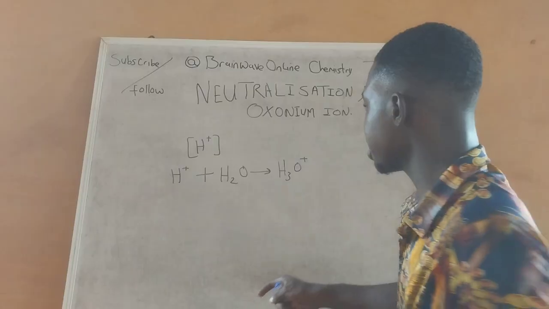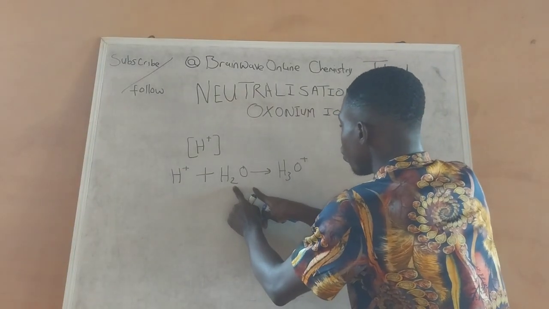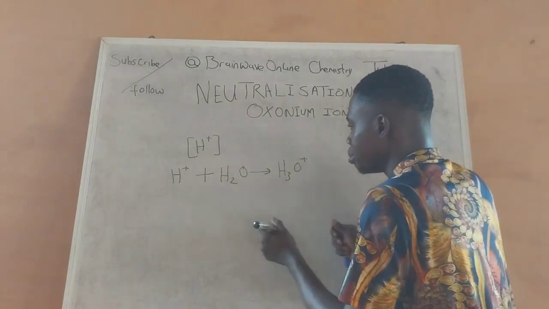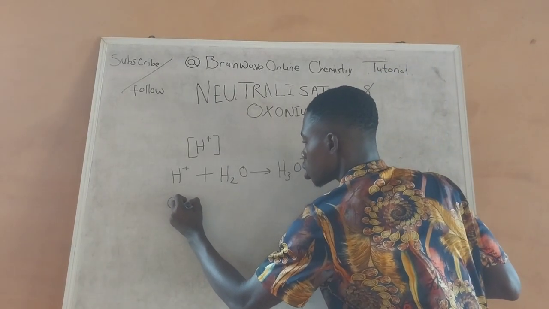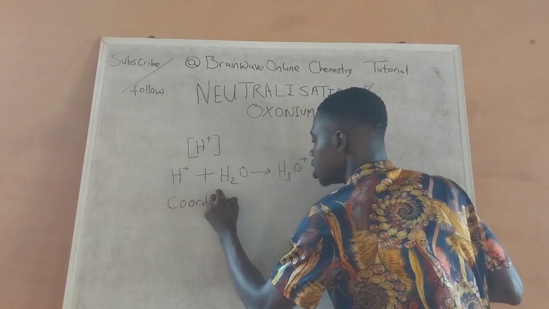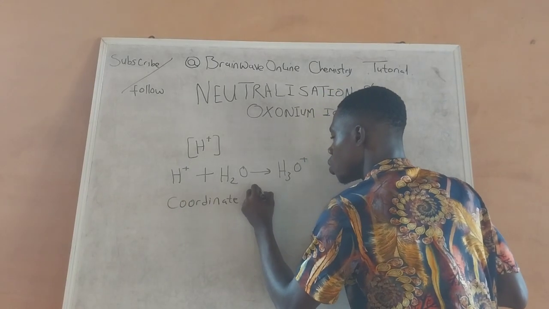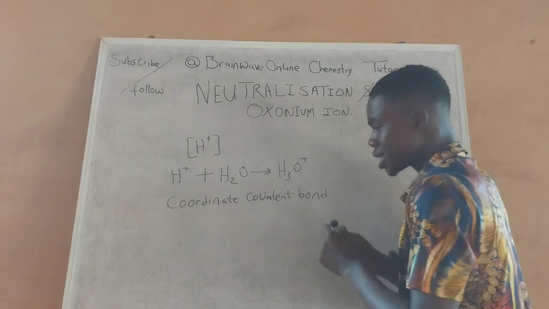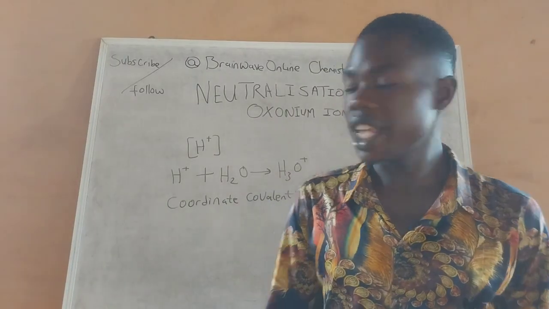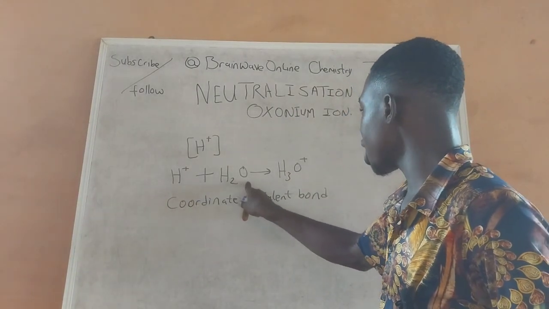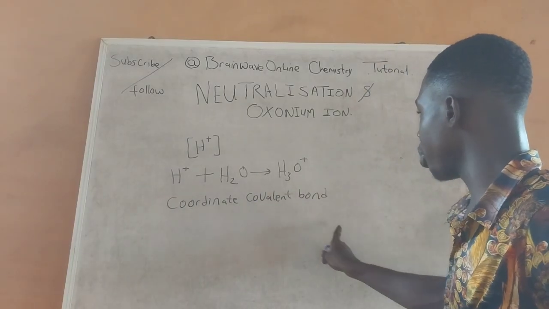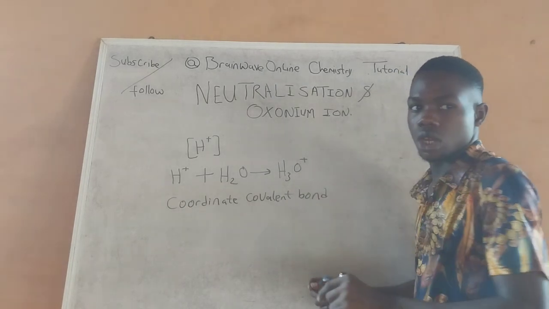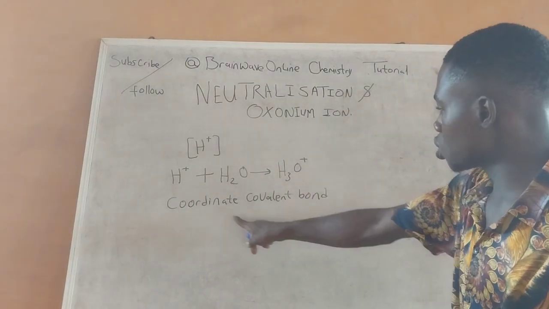Now, the bond that takes place when hydrogen ion reacts with 1 mole of water to form this oxonium ion is called coordinate covalent bond. Please take note of this. Coordinate covalent bond. Please take note that the bond that takes place when hydrogen ion reacts with 1 mole of water is called coordinate covalent bond. So we should take note of this bond between the two of them for the oxonium ion to be formed.